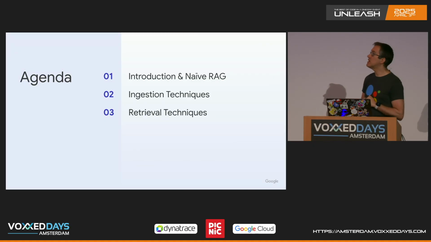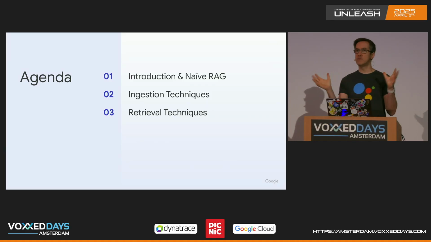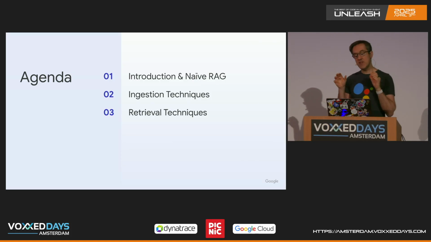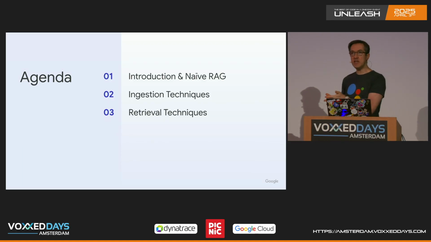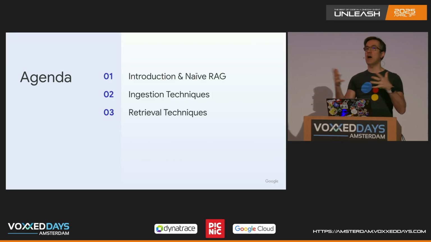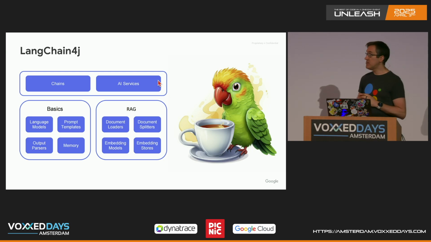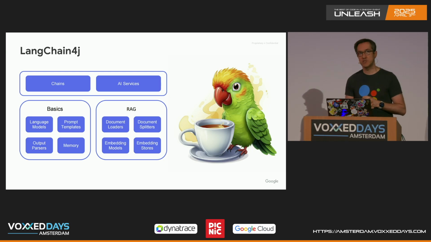Three key parts in this presentation. We'll first, of course, start with an introduction: how RAG works, pros and cons, etc. Then we'll look at two kinds of techniques, ingestion techniques and retrieval techniques, which happen at different stages in the RAG pipeline or implementation. In this presentation, I'll be using a framework called LangChain4j.